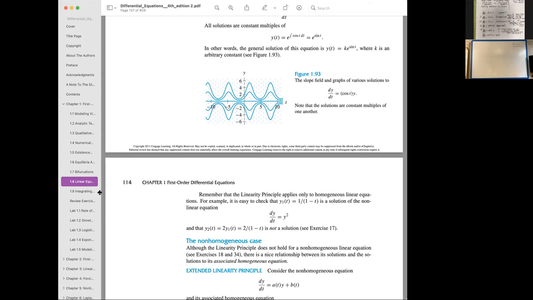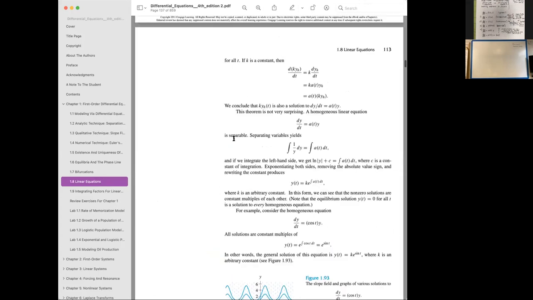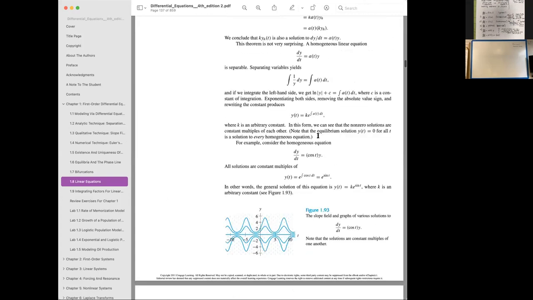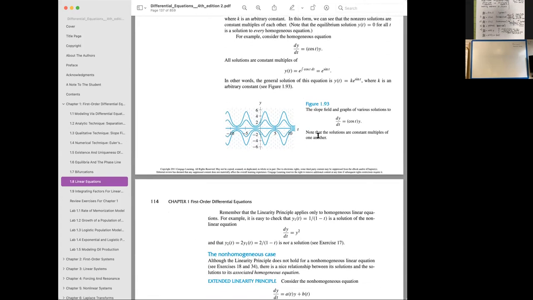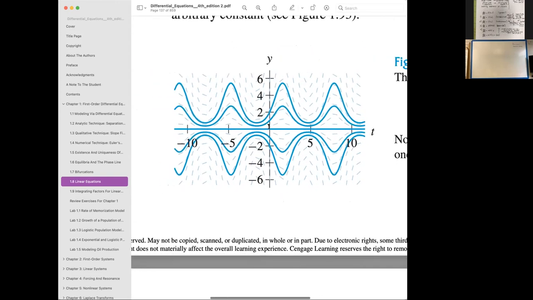This is section 1.8, linear equations, and this is on page 113. So here's what I mean by the special superpower of slope fields of a homogeneous linear equation: scalings or multiples of solutions are solutions, and the slope field is scaled as you go up and down the vertical axis. Not translated vertically, not translated horizontally, scaled. Let me do a super zoom on this picture right here.